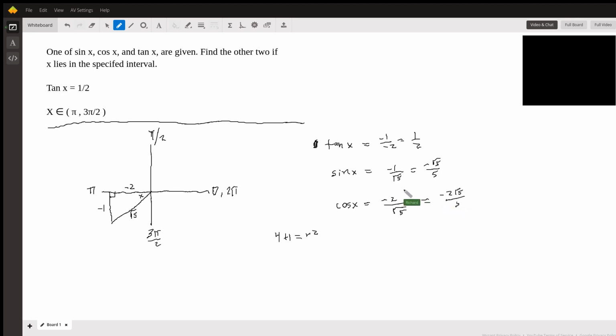And that's it. We've answered the question. So fairly straightforward. It all revolves around drawing a diagram. So get used to drawing lots of diagrams when you're taking trigonometry.